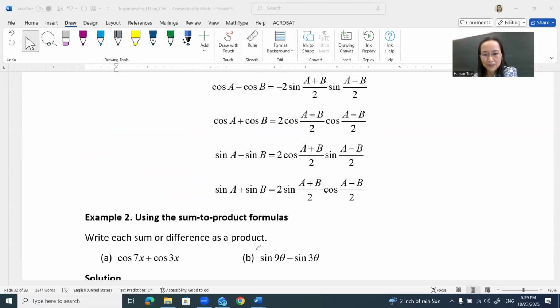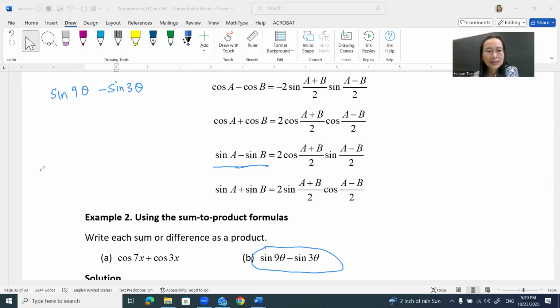Now another question. Here's another difference. We want to write it as a product. So the difference is sine 9 theta minus sine 3 theta. Which formula? It is a sine function minus another sine function, so we can use the third formula.